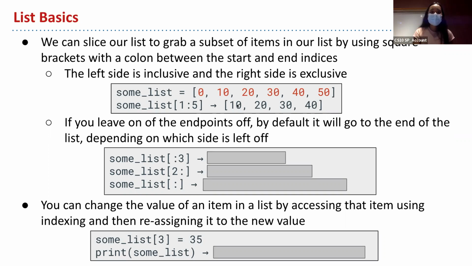Okay, and then another cool thing is that if you leave the endpoints off, on one of the sides of the colon, by default, it's going to go to the end of the list, depending on whichever side you left off. So if you left off this index, by default, it's going to go all the way from the beginning of the list because you didn't give it a number to start at. So it's just going to assume that you're starting from the beginning. So this is going to go from index 0, basically from the beginning until index 3, but it's not going to include index 3. So what would this output?